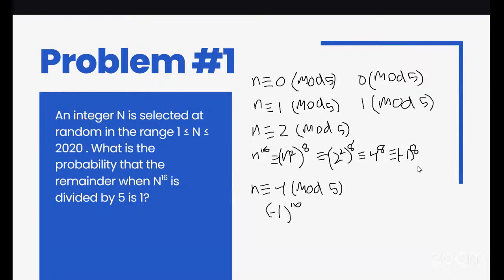And so, like I said at the beginning, each case occurs equally, since 2020 would be congruent to 0 mod 5, because 5 divides evenly into that. So our result would be 4 out of 5 as the probability, because only 1 doesn't work. So that would be our final answer, 4 out of 5.